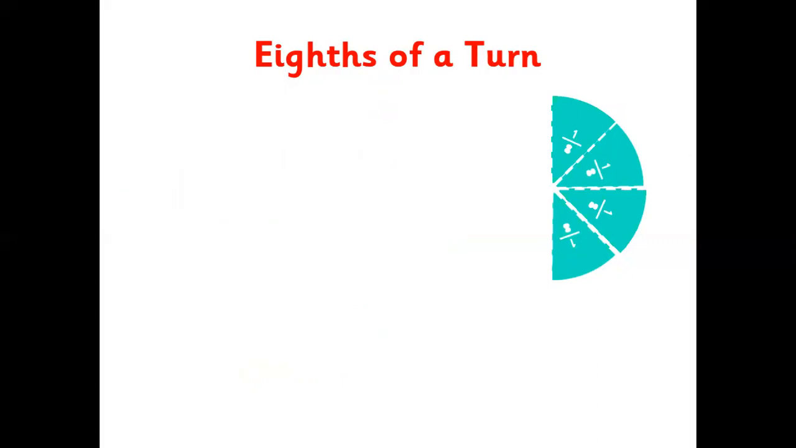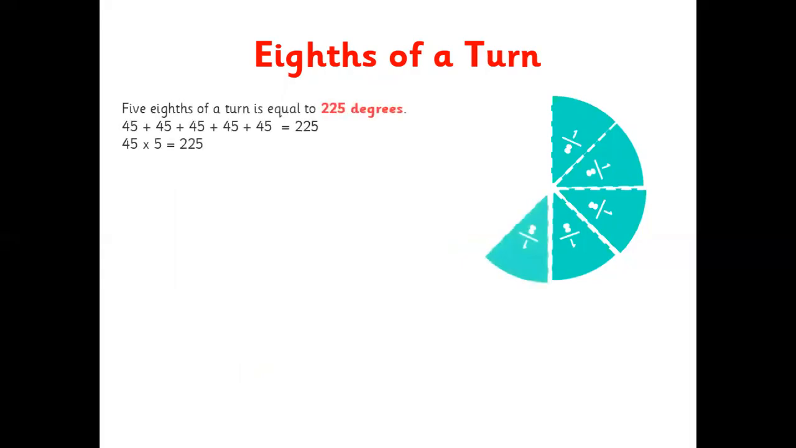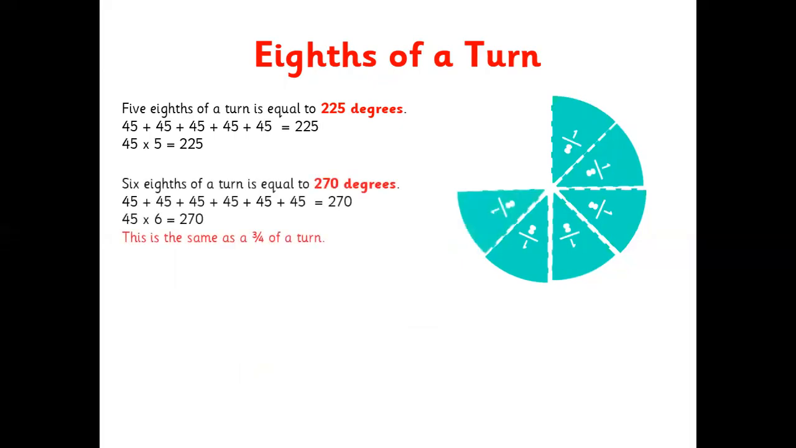Okay, so if we're moving on to 5/8, notice how the pattern's continuing. We're just adding on another slice of 45. So 5/8 of a turn is equal to 250 degrees. What about 6/8 of a turn? What is that going to be equal to? Top work if you said that it was the same as 3/4 of a turn, which is equal to 270 degrees.